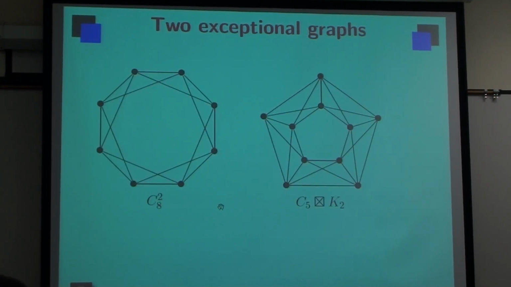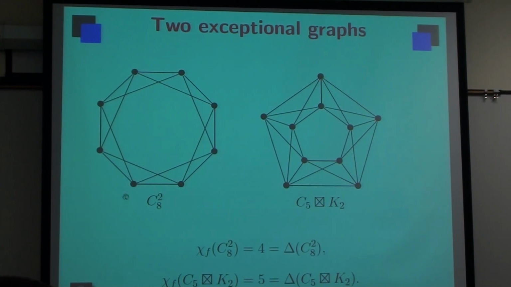Here is the square of the C8 cycle. You take an 8-cycle, and you connect each pair with distance at least 1 and at most 2, and you get this square graph. For this one, you replace each vertex of the C5 by a clique of size 2, and each edge is replaced by a complete bipartite graph. For the first graph, you can easily see that the fractional chromatic number is 4, equal to the maximum degree. For the second one, the maximum degree is 5, and the fractional chromatic number is 5. Why can you determine 4 and 5?